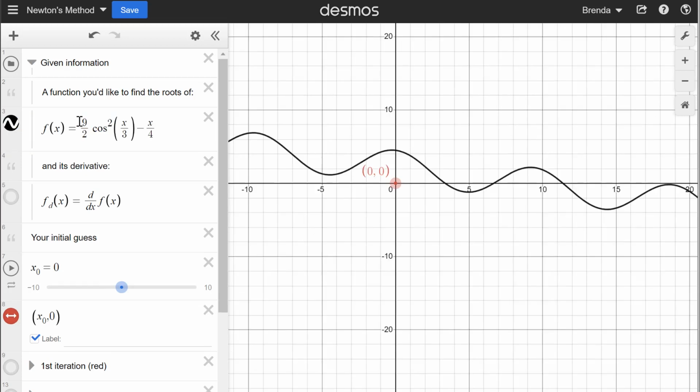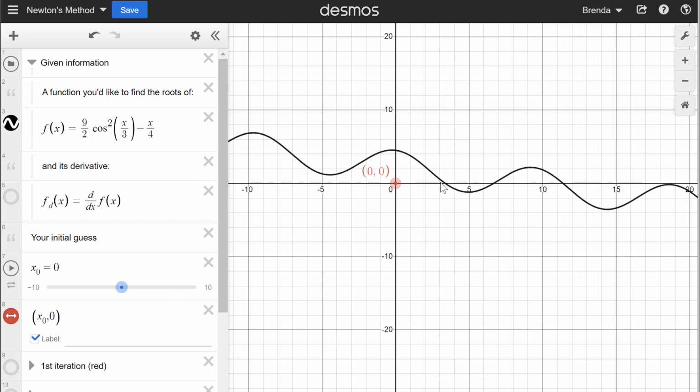Okay, so this function that I've typed in here, you can see in this graph there are a few x-intercepts. Looks like we have a couple of different x-intercepts here. And so we're just going to look at this one. This one has a little bit more complicated behavior than the last one we looked at. And so we want to just kind of look at this and talk about when this method might work well and when it might not.